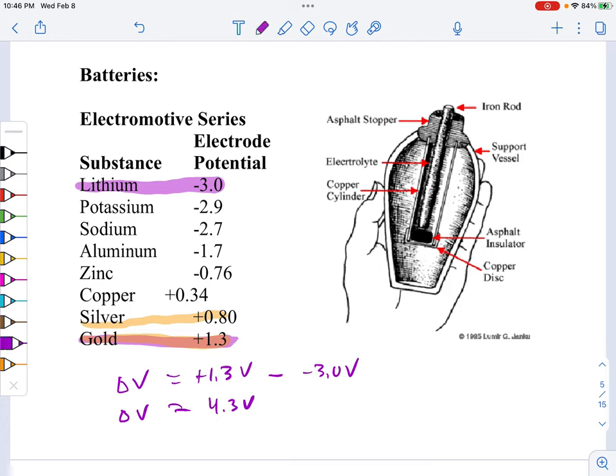So if we did this for our gold-silver battery, the change in voltage, if we end up at the positive 1.3 from the positive 0.80, we get a potential difference of, what is that, a half. You get half a volt. So I guess you could build a gold-silver battery, but it would be really expensive and you wouldn't get much voltage. So why would you do that? I don't know. Typically we don't. We could, but we wouldn't get much voltage.